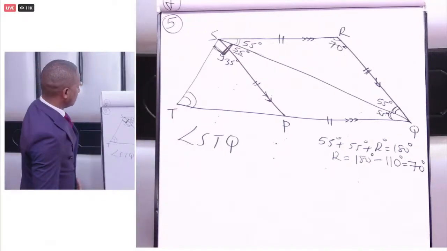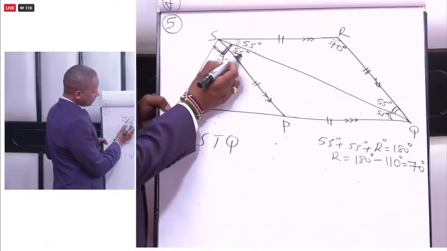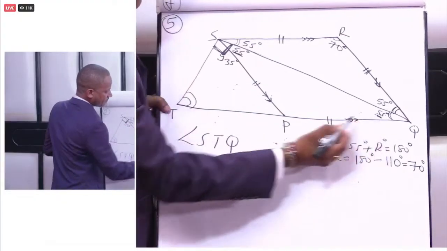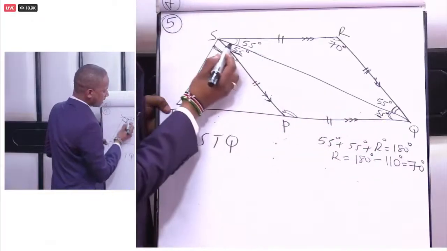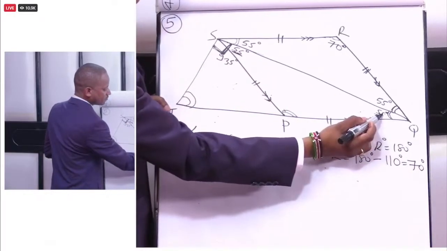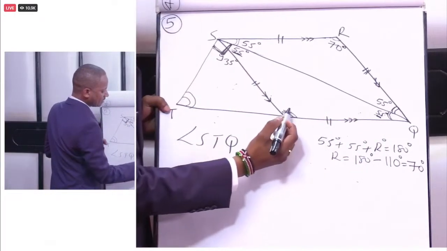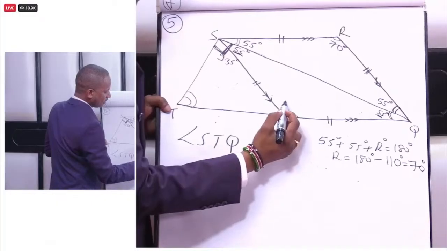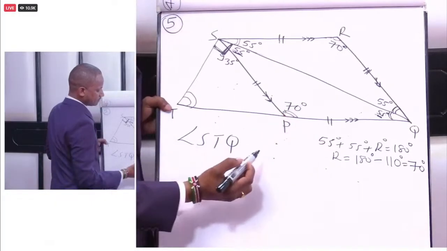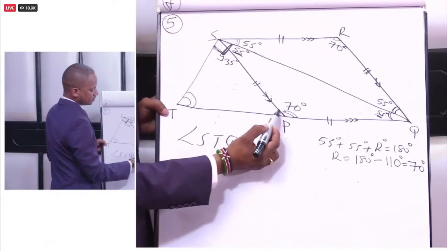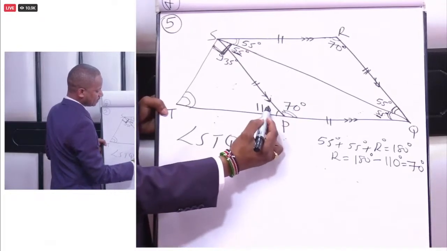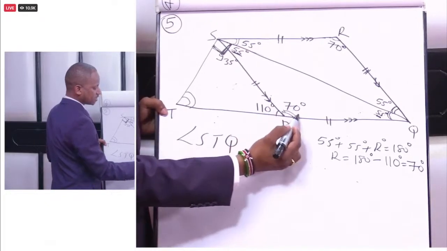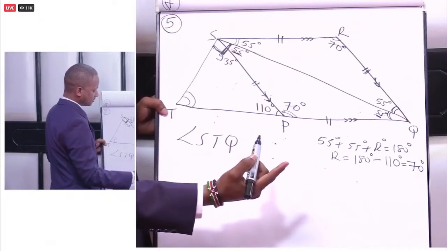Very, very good. Now, if this is 55 and this is 55, what angle is this? Because this is an isosceles triangle, 55 plus 55 is 110. Then 180 minus 110 is 70 degrees. And if this is 70, what is this angle? It is 180 minus 70, which is 110 degrees. Angles in a straight line add up to 180 degrees.